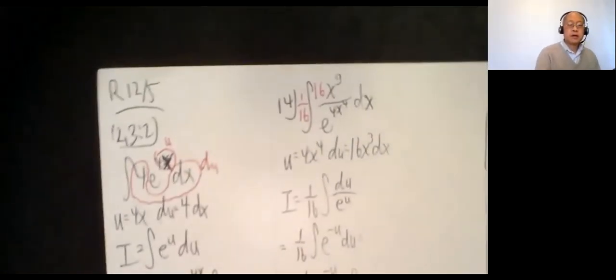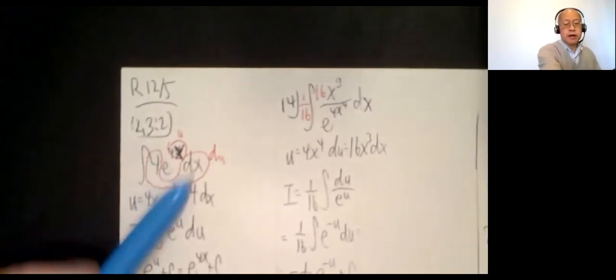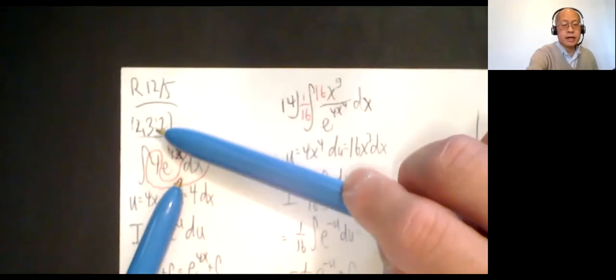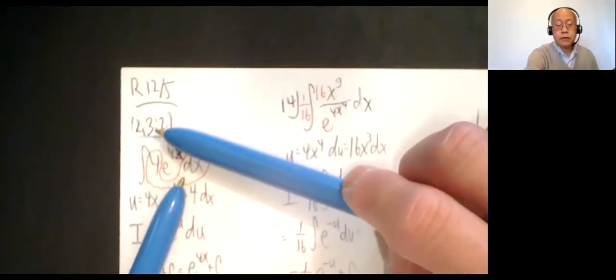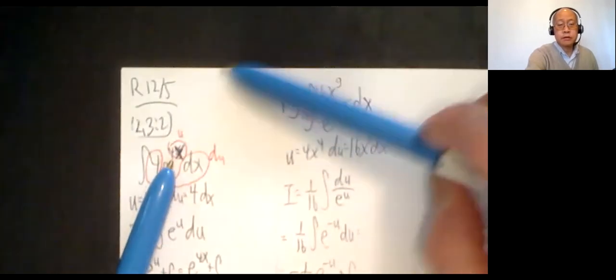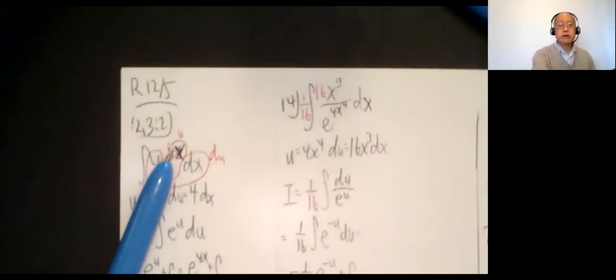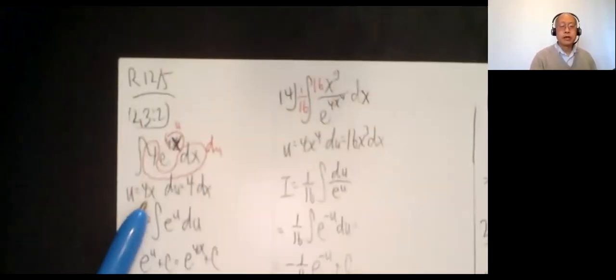Okay, so my number 2 can temporarily ignore all the red lines. The original was the integral of 4e to the 4x dx that we're integrating. Do you see a function and its derivative? 4x has a derivative of 4. So let that be u. u equals 4x, du equals 4 dx.